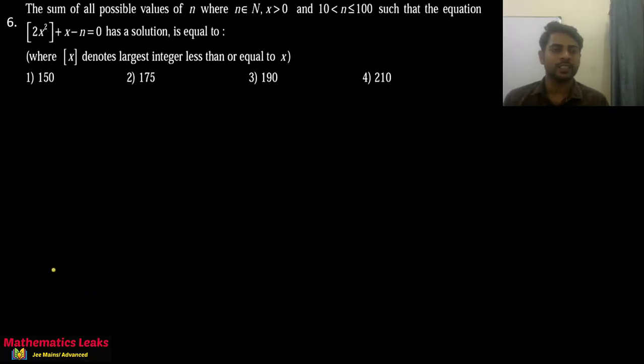So the next question is: the sum of all possible values of n, where n belongs to natural numbers and x is greater than 0 and n is greater than 10 and less than or equal to 100, such that the equation greatest integer of 2x square plus x minus n is equal to 0 has a solution, is equal to. So let's solve it.